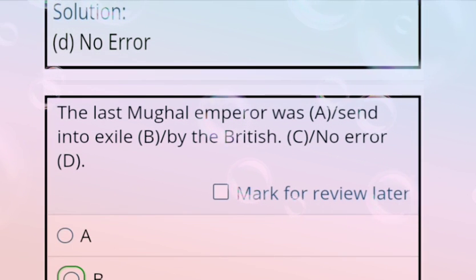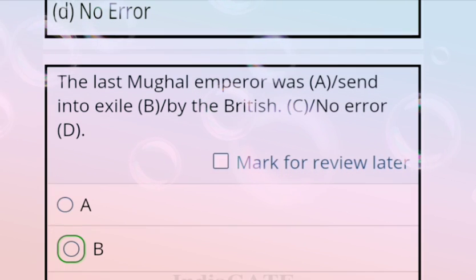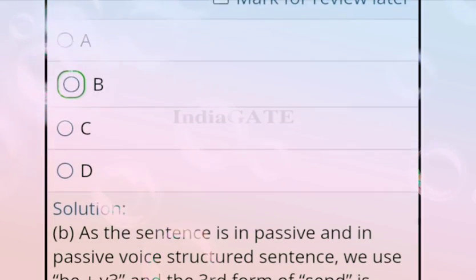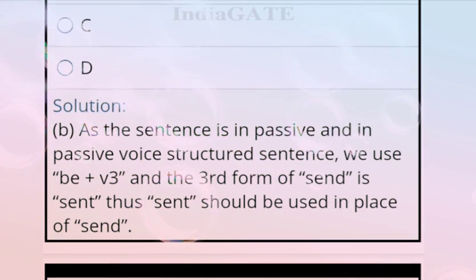Next question. The last Mughal emperor was option A, sent into exile. Option B, by the British. Option C and option D, no error. And the correct answer here is option B. Why? Because in the sentence, 'send into exile' is incorrect, as the sentence is in passive voice, and in passive voice structure we use be plus verb third form, and the third form of send is sent, thus sent should be used in place of send.